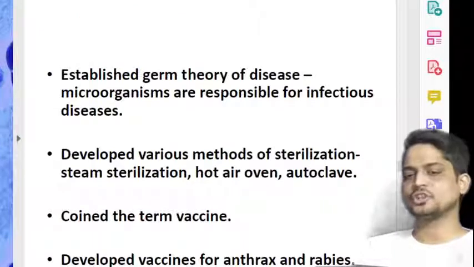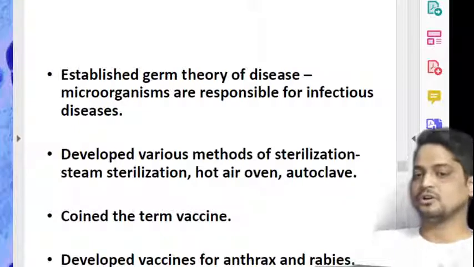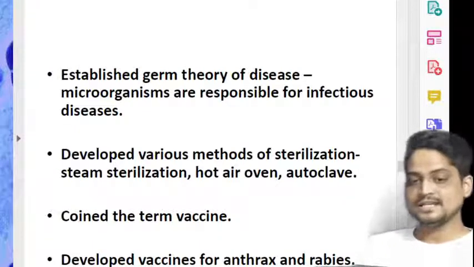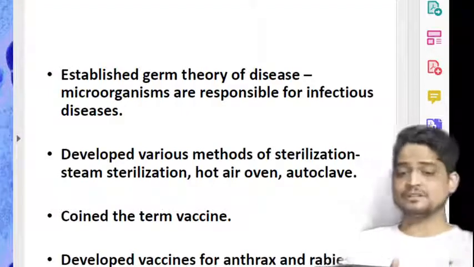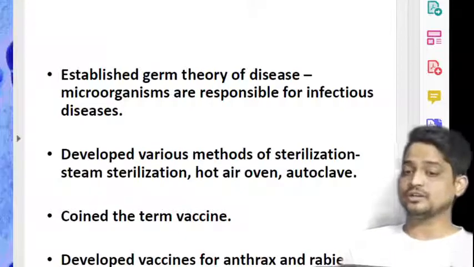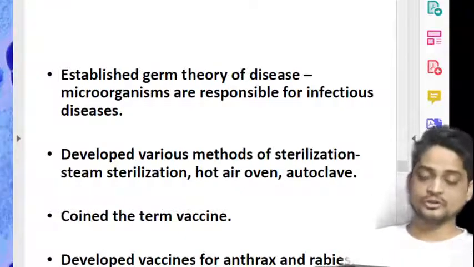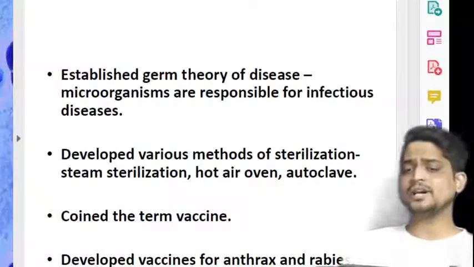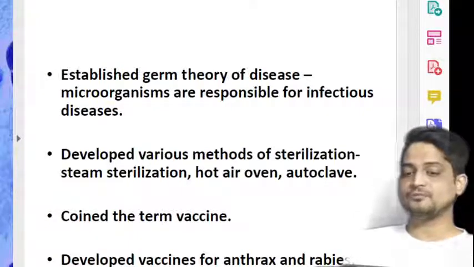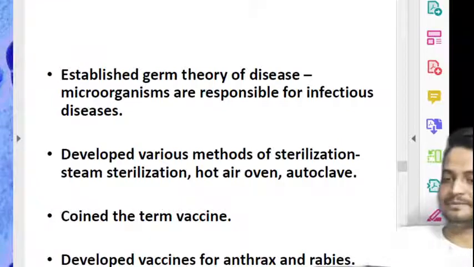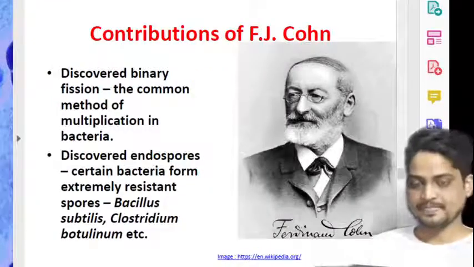He established the germ theory of disease, that microorganisms are responsible for infectious disease. He developed various methods of sterilization, such as steam sterilization, hot air oven or autoclave. He coined the term vaccine, and he developed vaccines for anthrax and rabies at that particular time.